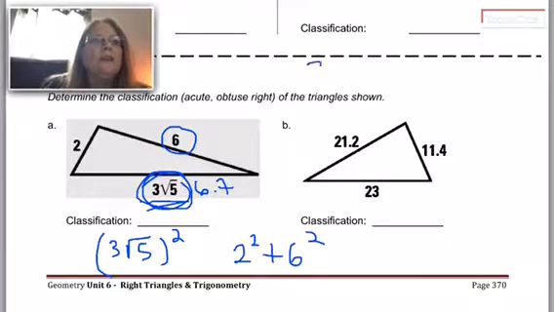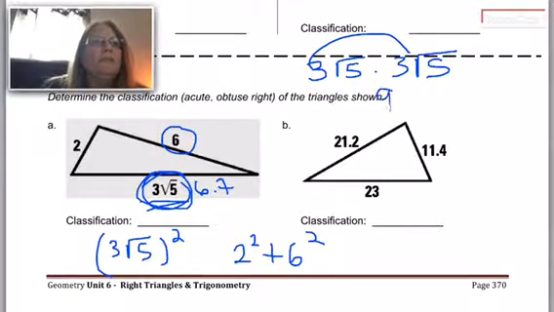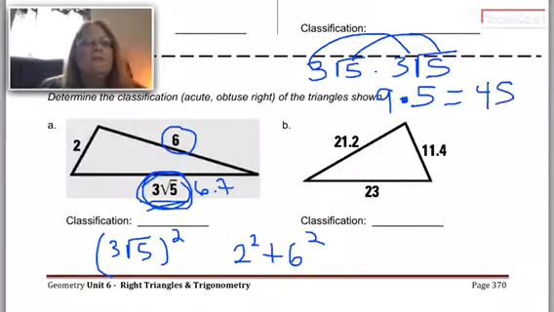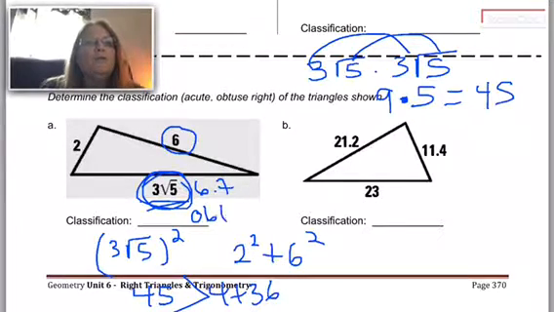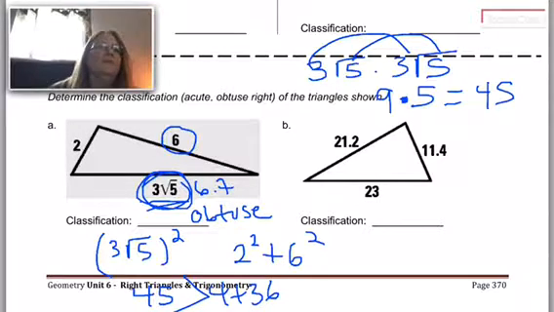You can use your calculator, or that's 3 times the square root of 5 times 3 times the square root of 5. Remember, multiply 3 times 3, which is 9. The square root of 5 times the square root of 5 is 5. 9 times 5 is 45. So I'm comparing 45 to 4 plus 36. So 45 is greater than 40. So this is an obtuse triangle.